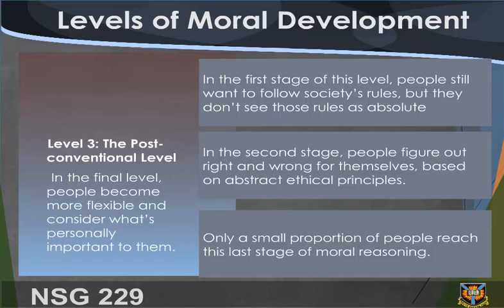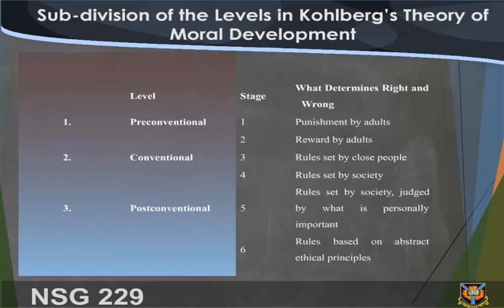In the final level, people become more flexible and consider what's personally important to them. In the first stage of this level, people still want to follow society's rules, but they don't see those rules as absolute. In the second stage, people figure out right and wrong for themselves, based on abstract ethical principles. Only a small proportion of people reach this last stage of moral reasoning.